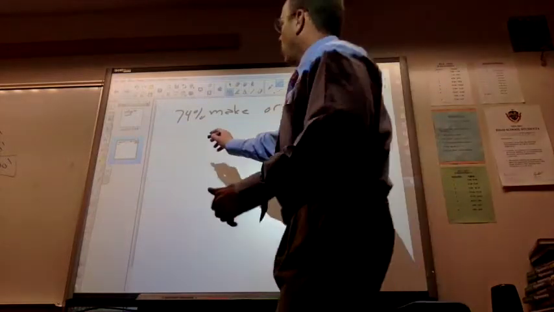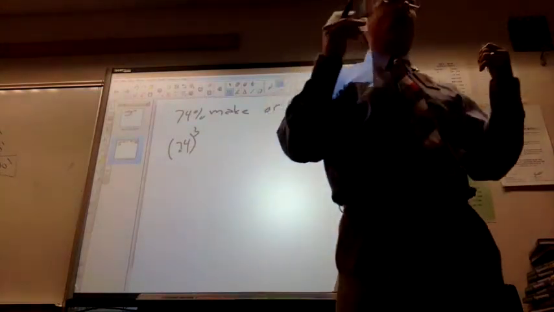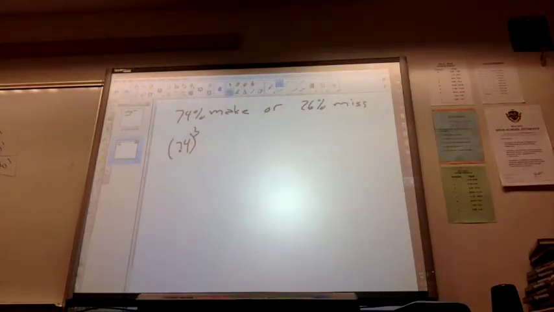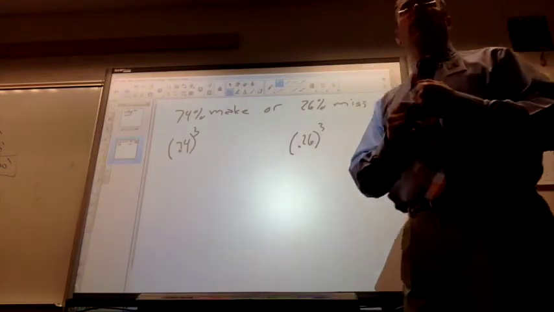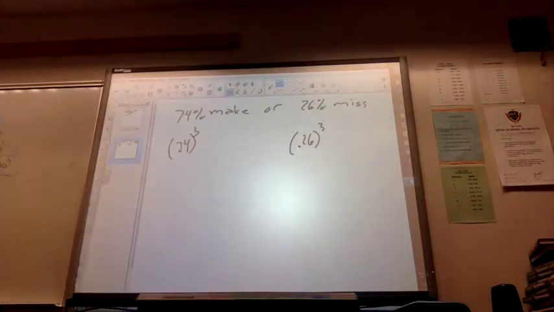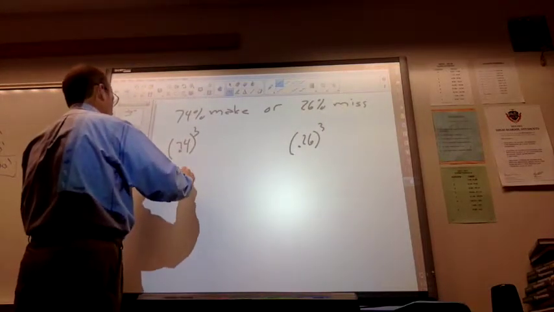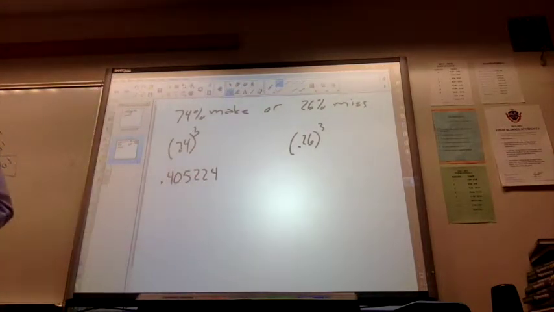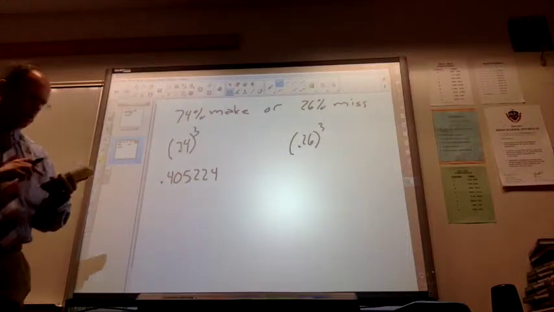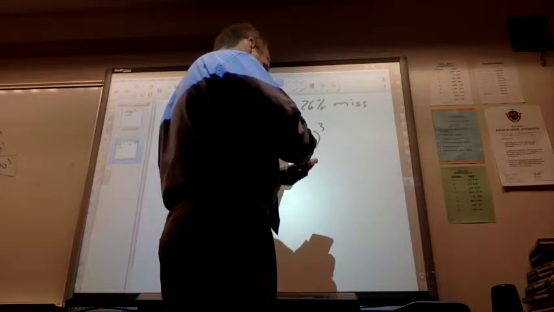Okay? So I'm going to do 0.74 raised to the third, and that's the probability he makes all 3 next in a row. And then I'm also going to realize that 0.26 raised to the third is missing the next 3 in a row. Do you agree with that? So 0.74 raised to the third. So he's got a 40% chance of making the next 3 free throws all in a row.